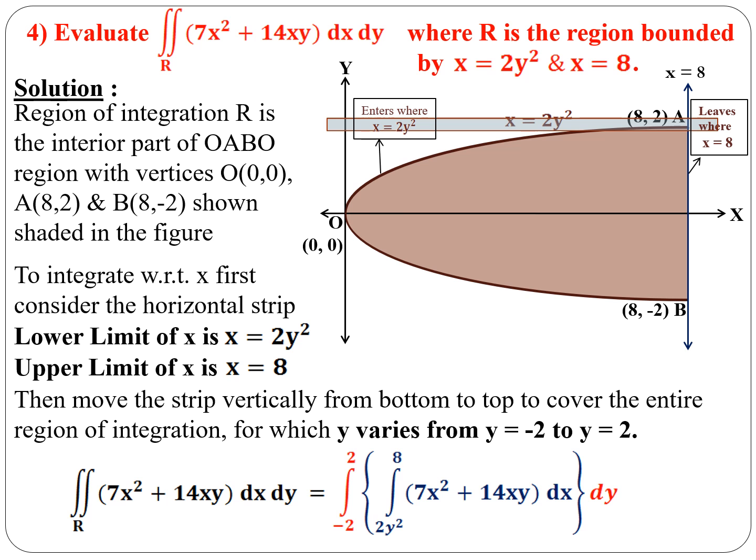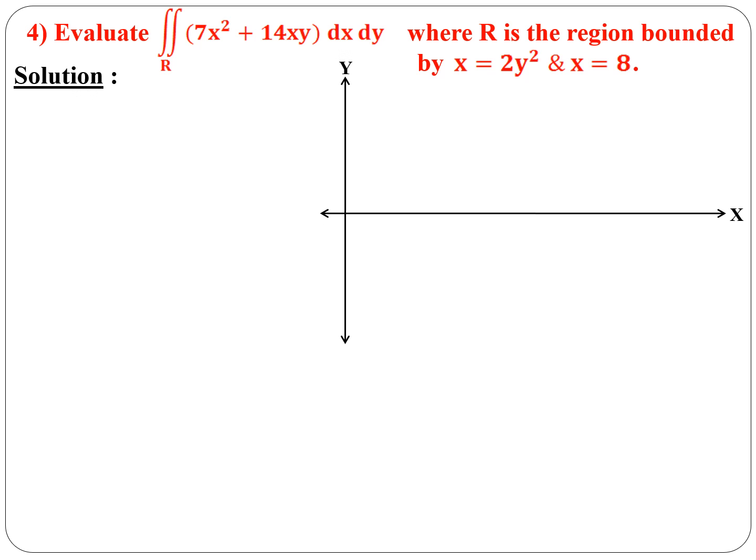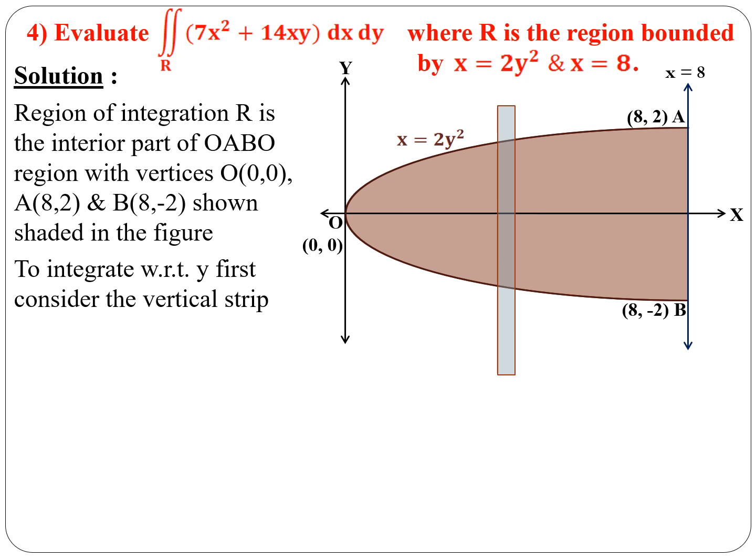Okay, now if we want to do the same question in another way, that means integrating with respect to y first, then what will happen? If we want to find the limit of y first, the region will be the same. We draw the curves on the xy plane, and the region of integration is the same. But instead of a horizontal strip, we will draw a vertical strip. We have to check the lower side of this strip, from where it is entering the region, and the upper side, where it is leaving the region.